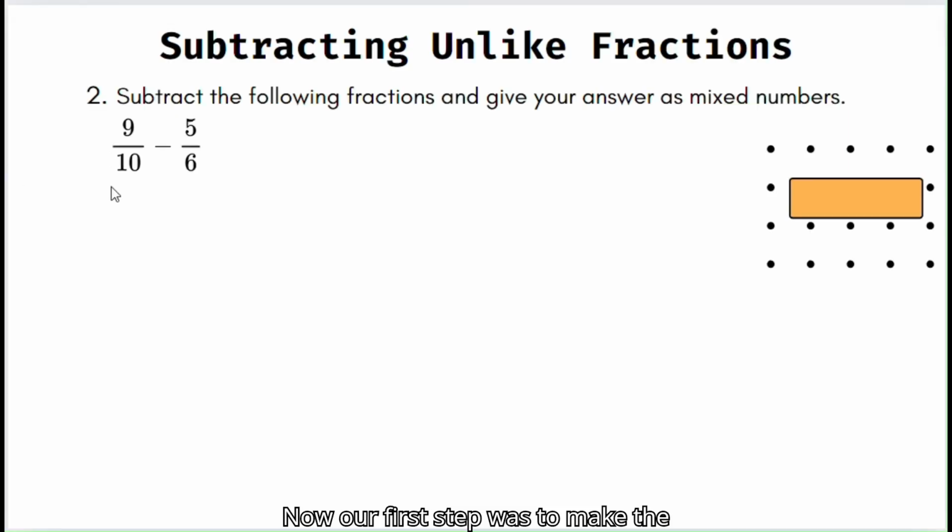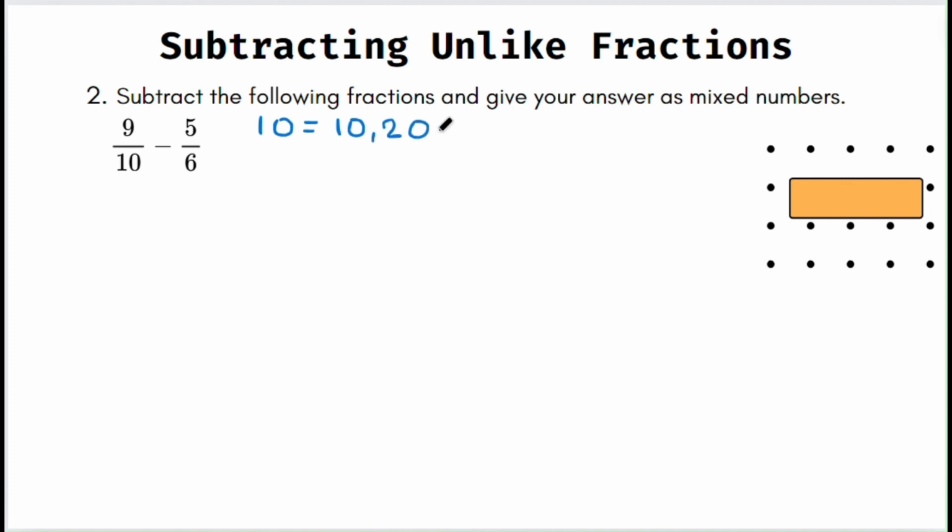Now, our first step was to make the denominators the same, and to make the denominators the same, we have to find the LCM of both the denominators. So let's start with listing down the multiples of 10. So 10, 20, 30, 40, 50, 60, and so on. The multiples of 6 now.